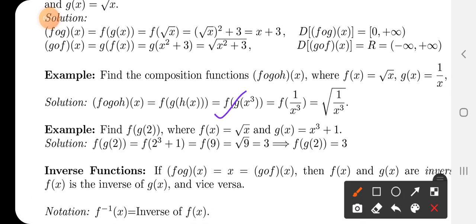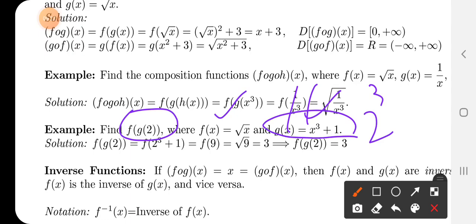Here your f and g are given. You have to find f of g of 2. First let's find g of 2. Instead of x we need to replace 2, and here instead of x we need to replace 2. 2 cubed plus 1, that will be 8 plus 1, 9. So g of 2 is 9, so this whole thing will be 9, and then we need to find f of 9.